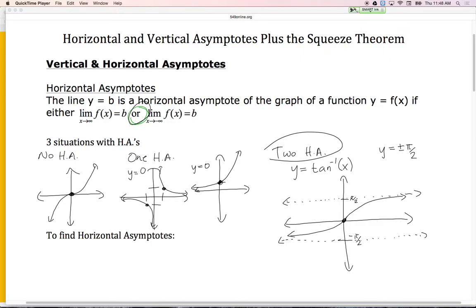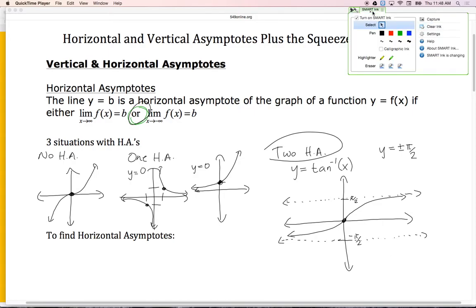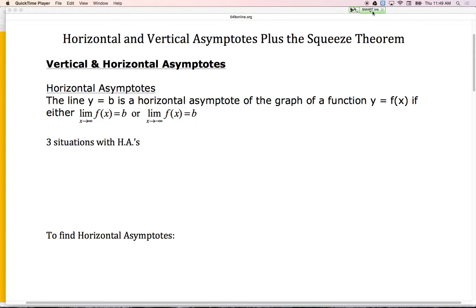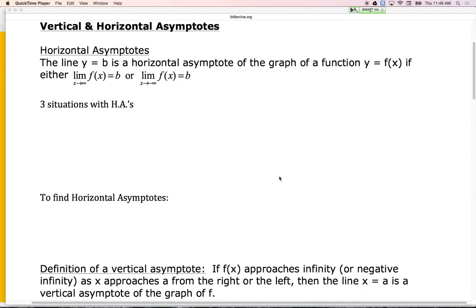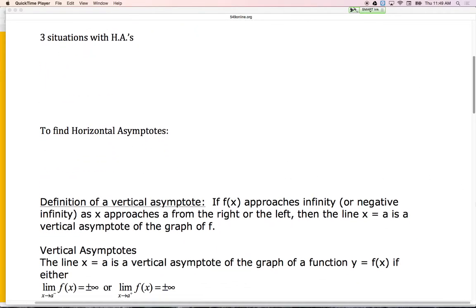What I want to do is clarify some steps that you can take to find horizontal asymptotes, and there's really only 2 steps. So if you go down here, you can write down what those 2 steps are. So let me scroll up just a little bit. To find horizontal asymptotes, first you're going to find the limits.